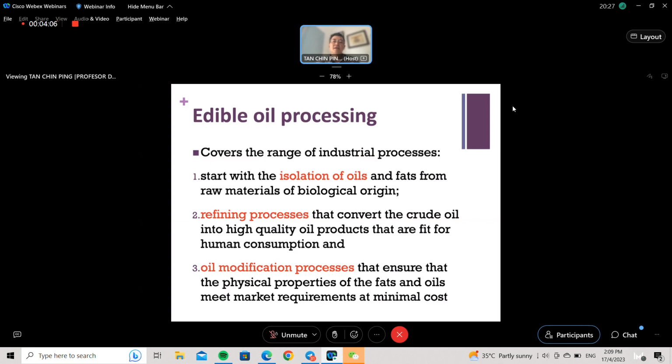And yet, I constantly like to introduce this topic to you for at least 2 to 3 hours, because although the finished product is not fit for human consumption, eventually this will be the raw material for the refining process and subsequent modifications of oils, which is very relevant to food science and technology students.